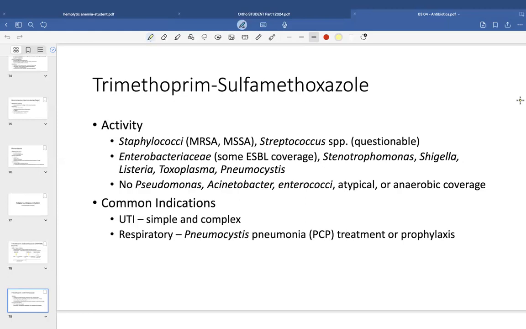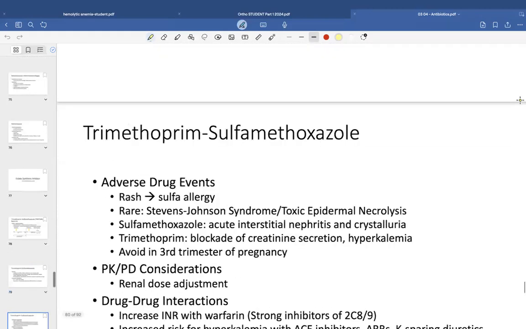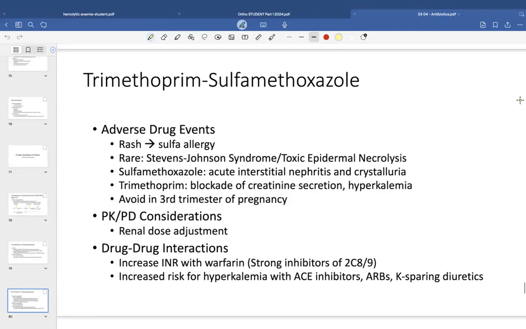Yeah, and sulfa allergies are a contraindication. It can cause acute interstitial nephritis. Also, avoid it in the third trimester of pregnancy, because of those effects on development. But one other thing I don't have listed here, but I can tell from my own experience on Bactrim, it can also cause hypoglycemia.